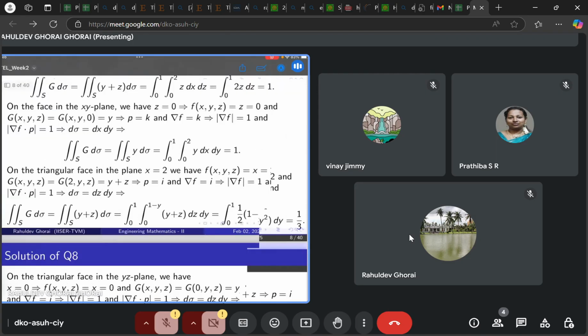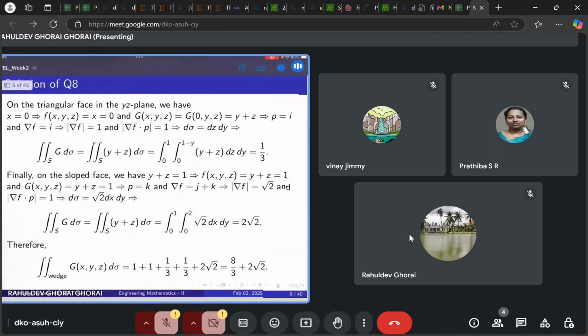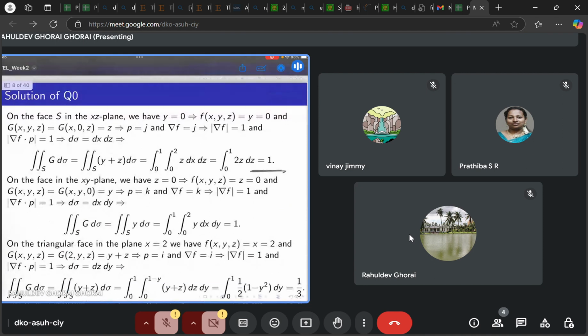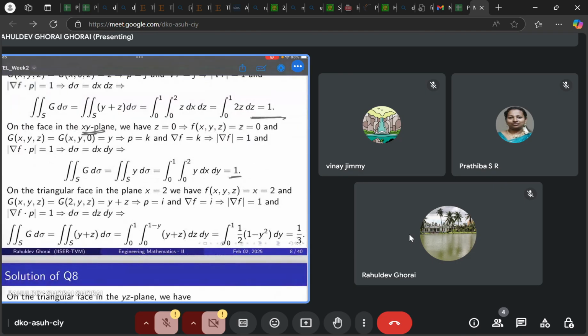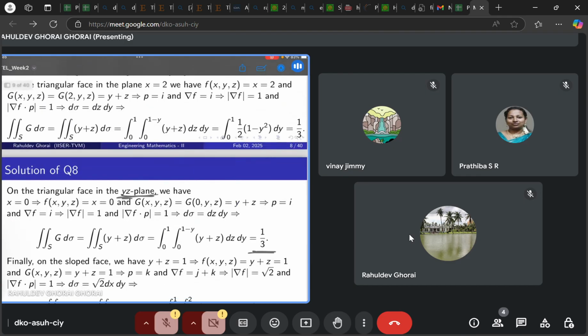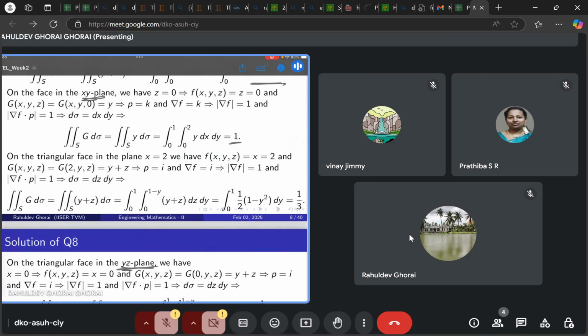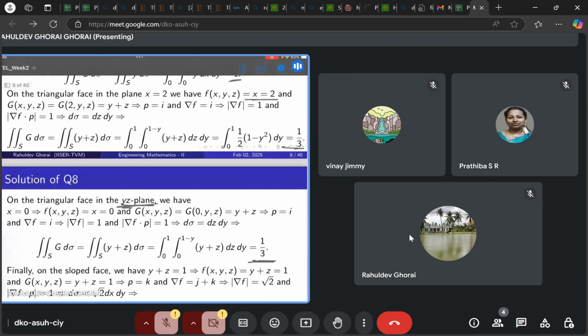I have anyway done that calculation here, and I have given the solution here. See, finally, first we have seen over the xz plane it is equal to 1, and over the xy plane this will be 1, but on the yz plane it will be 1 over 3. And on the triangular face in the plane x equal to 2, there also you have 1 over 3.